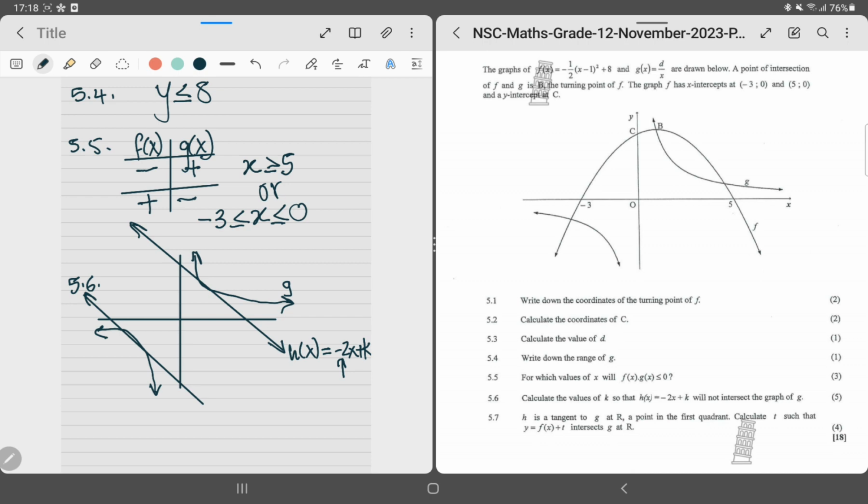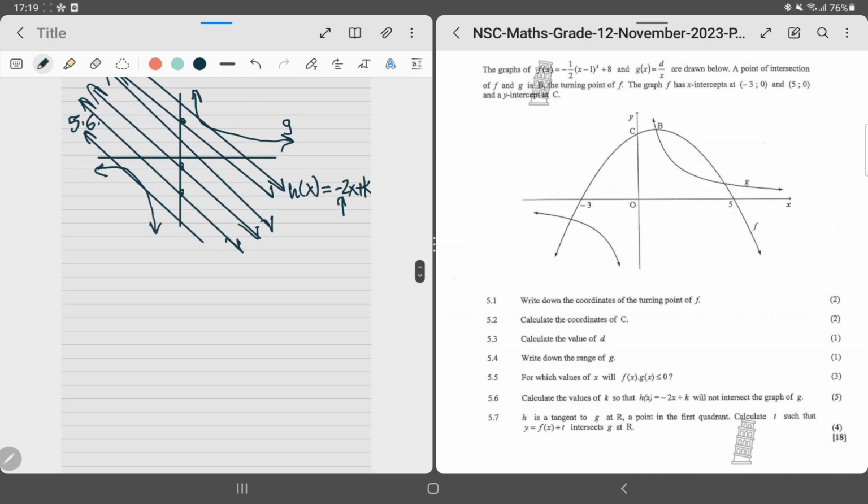K is the y-intercept of the graph of h of x. So k can be any value in between. K can be any value here between where the two graphs touch. Okay, so we need to equate h of x and g of x, because in order for us to find where they do not touch, we need to know where they touch each other.